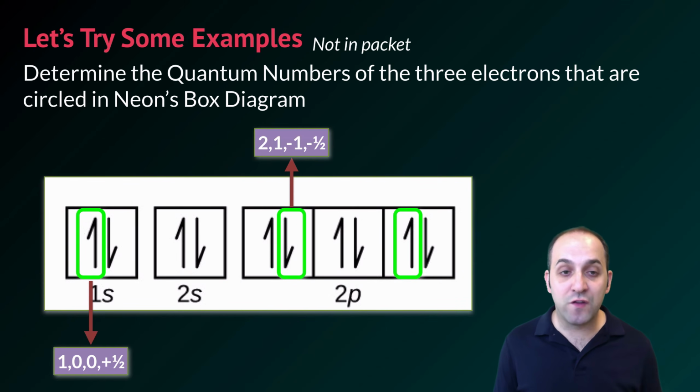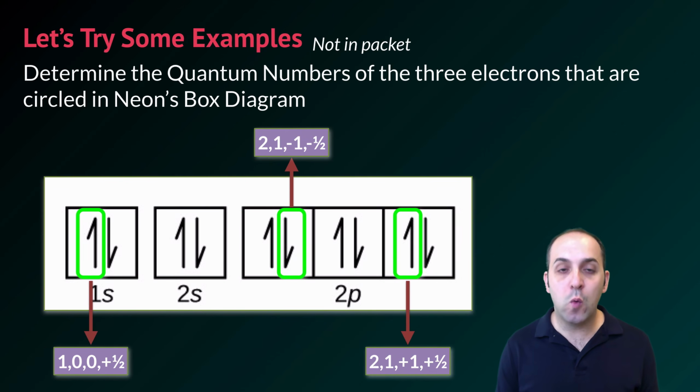The quantum numbers for the second electron that's circled are 2, 1, -1, -1/2. 2 because it's in the second principal energy level. 1 because it's in the P sublevel. -1 because it's in the -1 orbital. And -1/2 because it's got a downspin. The quantum numbers for our last electron are 2, 1, +1, +1/2. I hope that it makes sense to you why. If it doesn't, take a moment and write down any questions that you have before we wrap up.